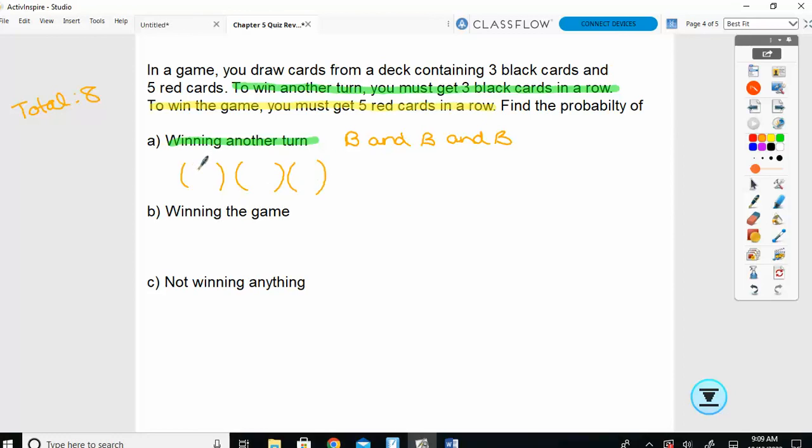So the first time I pick a card, how many black cards are in there? 3 out of how many total? 8. All right, I have taken out a black card. How many black cards are left? 2. Out of how many total? 7. Okay, I've taken out another black card. So how many black cards are left? 1. Out of? 6. Okay, so if we multiply those.